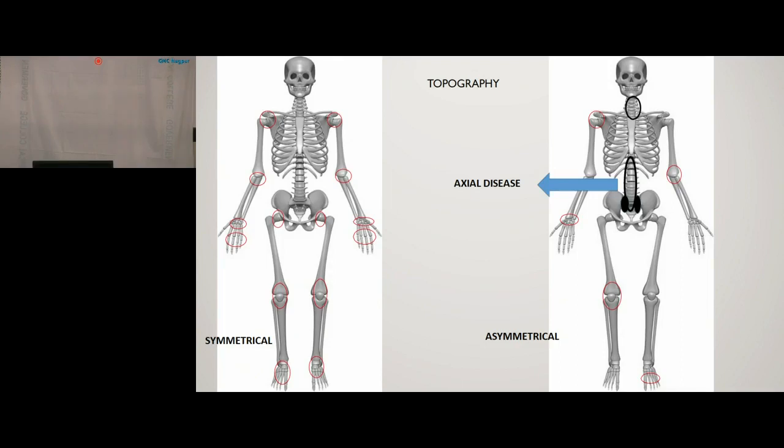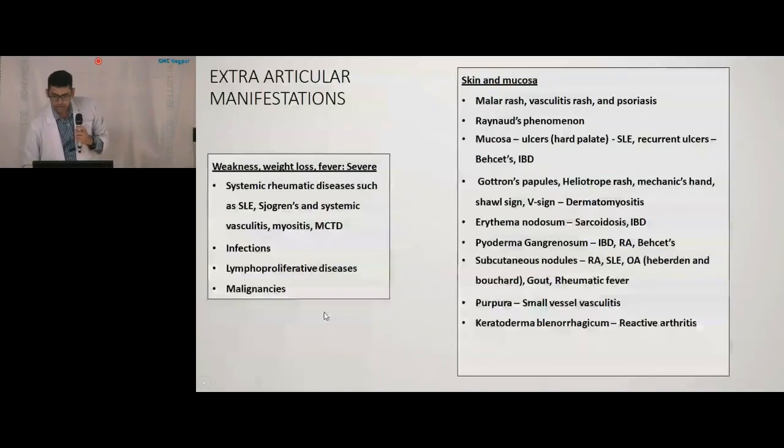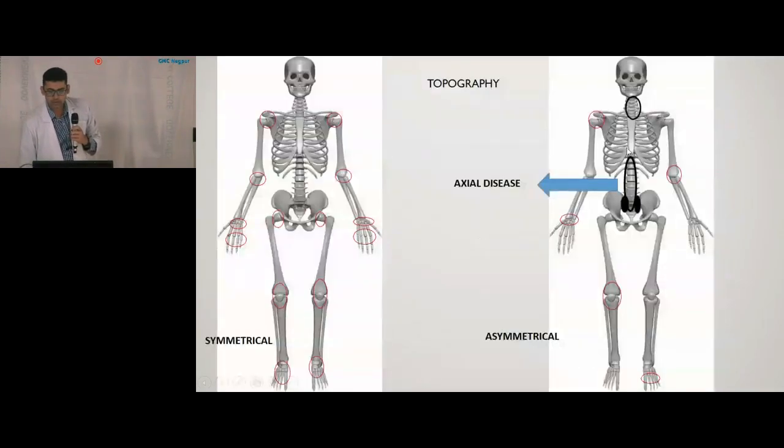Okay, let's not waste our time. So the axial skeleton, I think everything is visible to them. So over here, the sacroiliac joint and the vertebral joint involvement in axial spondyloarthritis. Cervical joint involvement can again be a feature of AS, ankylosing spondylitis, and in long-standing cases of rheumatoid arthritis, especially C1, C2 involvement.